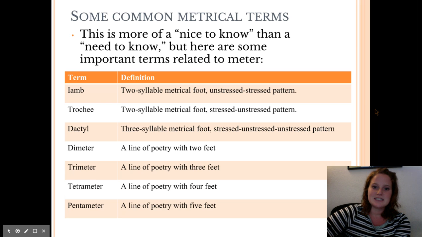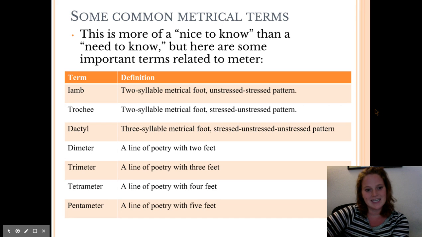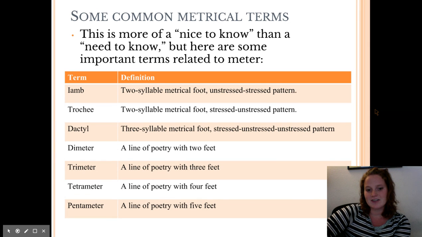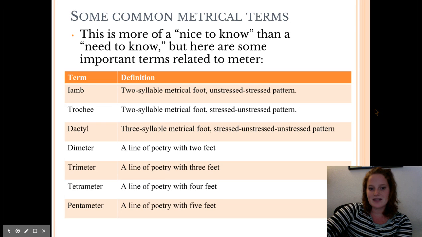Then we get into these terms that show how many feet are in each line of poetry. If you see dimeter, it would be a line of poetry with 2 feet. Trimeter, a line of poetry with 3 feet. Tetrameter is a line of poetry with 4 feet. Pentameter, like we talked about, is a line of poetry with 5 feet in it.